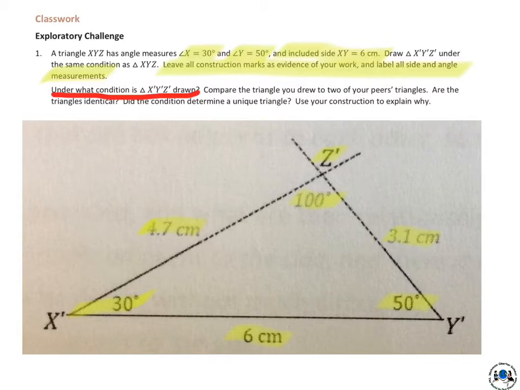So the condition here is the two angles given and the included side. With that condition, we create unique triangles, which no matter who creates them, should be identical.